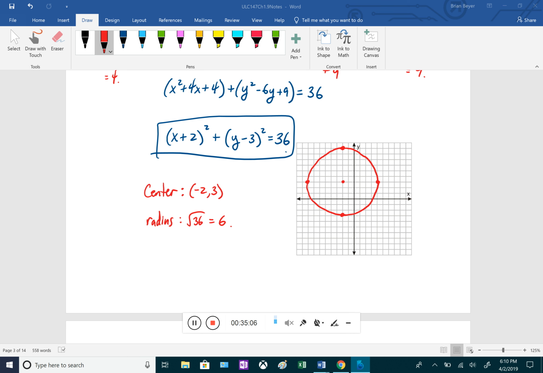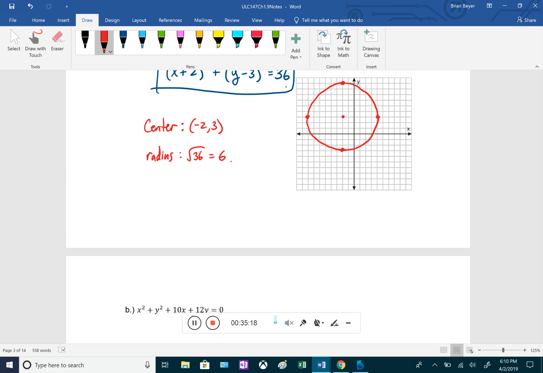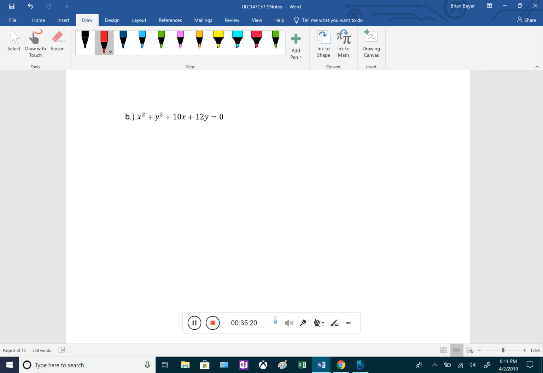If you've noticed, I haven't been calling circles functions at all, because circles are not functions, because they do not pass the vertical line test. But they are equations, and they can be graphed. So the next one, we have x squared plus y squared plus 10x plus 12y equals 0. So let's get this in a form easier to work with.